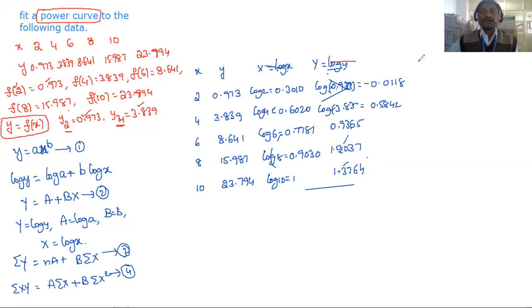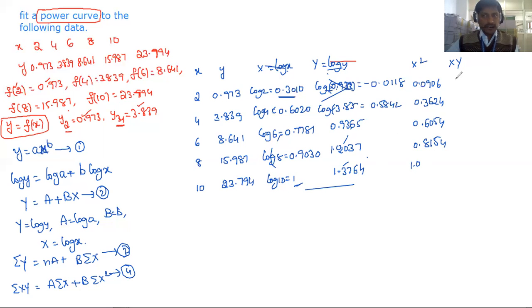And next what we require is capital X square as well as capital XY. Capital X square is 0.3010 whole square, that is 0.0906, and next 0.6020 whole square, 0.3624, and next one 0.6054, and next one 0.8154, and next one 1.0. Why? Because log 10 whole square is nothing but 1 only.